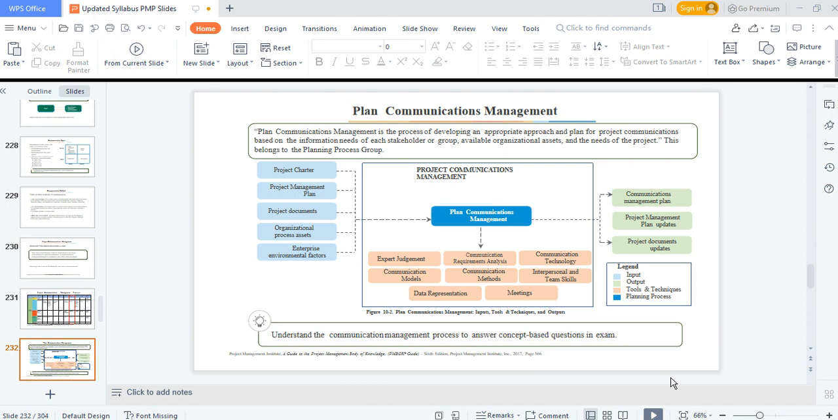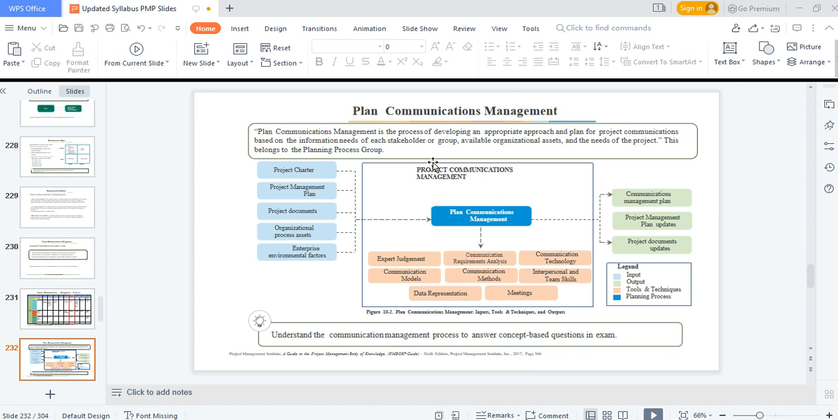So when you talk about plan communication management, you're trying to understand how. Anytime you hear the word planning, you're trying to ask yourself the question, how are you going to do whatever you're going to do? With communication, how do you want to communicate? What means are you going to use to communicate? How do you assign responsibility for who is going to do the communication? Who will do the communication?